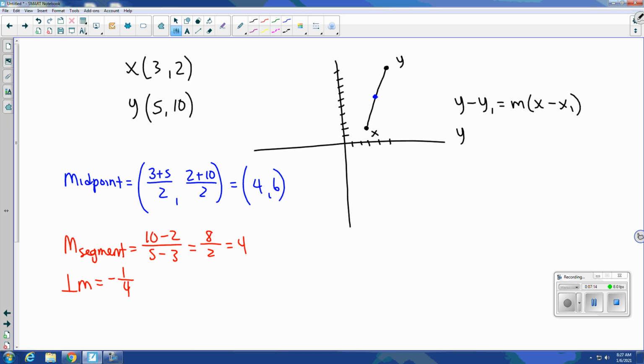So we're going to say y minus the y coordinate of the point on the line, which is 6, is the slope, x minus the x coordinate of the point it passes through. So there's the equation of our line. This is the equation of the perpendicular bisector. We can solve for y and put it in, or we can just plot that point, 4, 6, and then count off the slope just to see if this thing looks right. So slope negative 1/4.